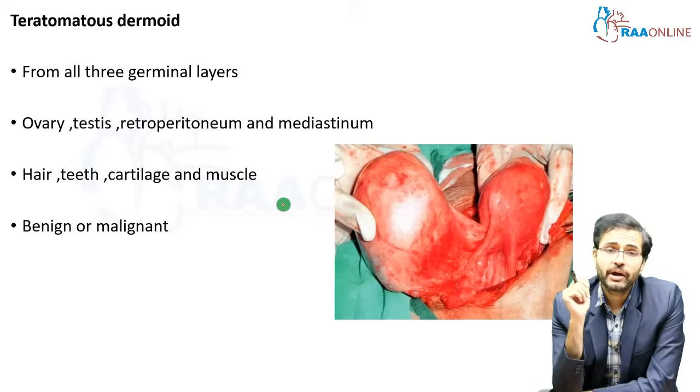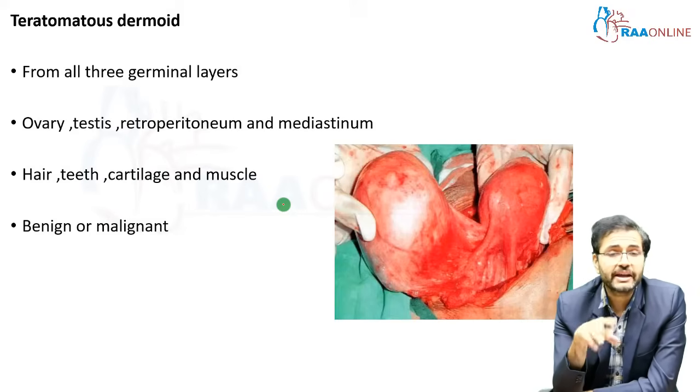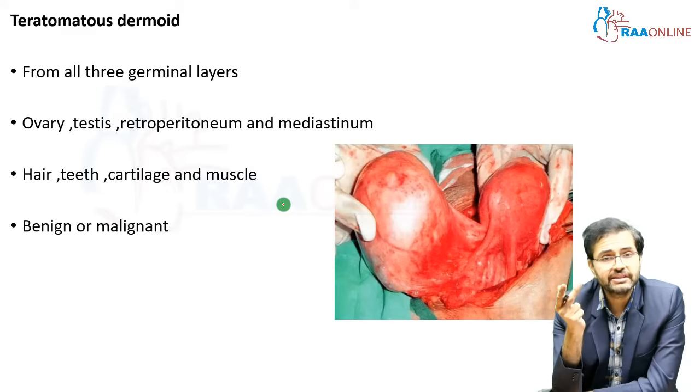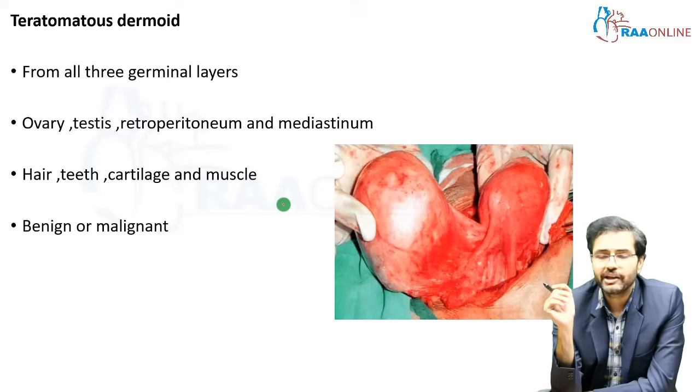Fourth type of dermoid is called teratomatous dermoid. These contain derivatives of all three germinal layers, that is ectoderm, mesoderm, and endoderm. Commonly occur in areas like the ovary, testis, retroperitoneum, and mediastinum. They contain hair follicles, teeth, cartilage, muscles, even bones sometimes. They can be benign or malignant in nature.